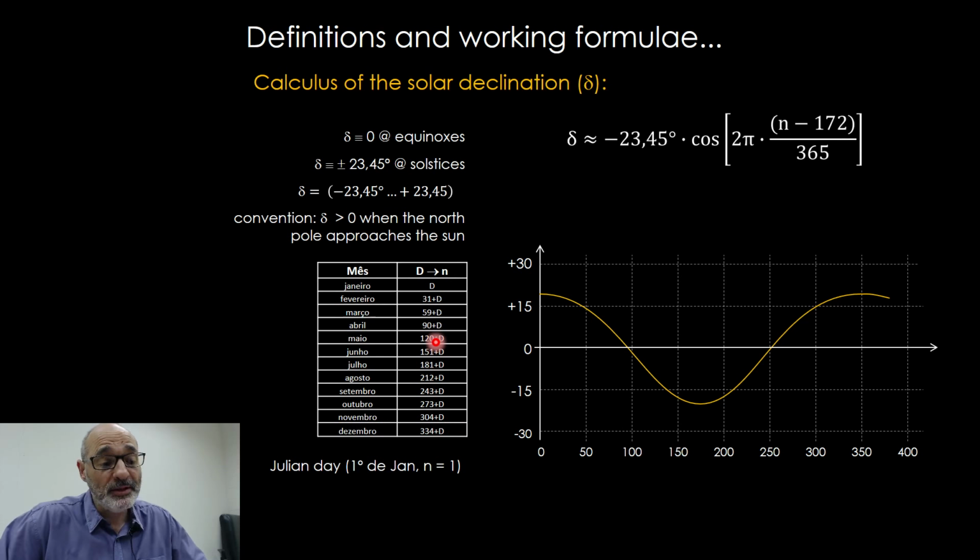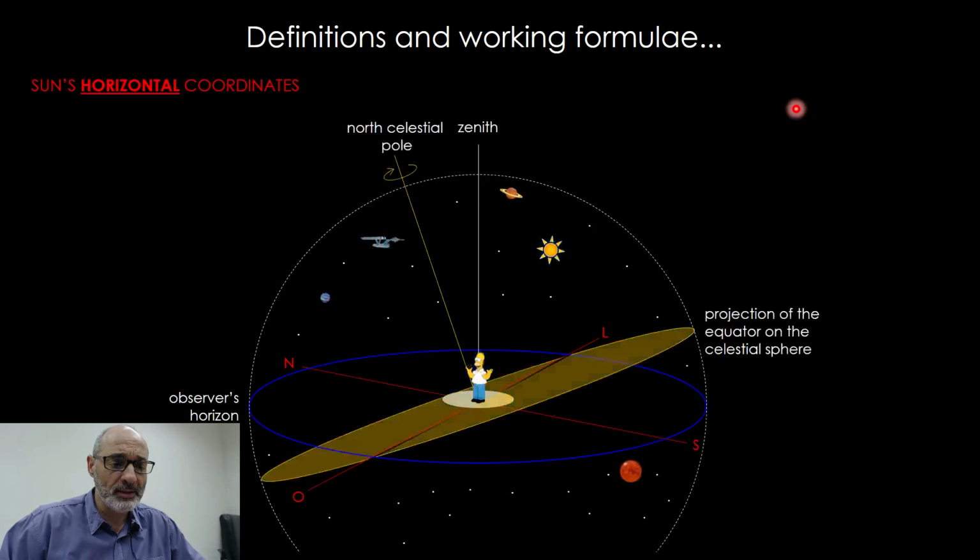This is not as complicated as it seems, because if you're working in Excel, for instance, you already have built-in functions to do this, and most programming languages already have them, so there's no problem. So this is how you calculate the declination in terms of n, the position during the year.